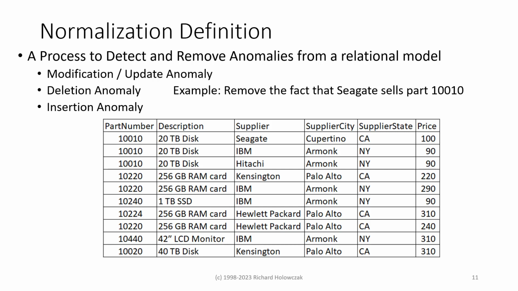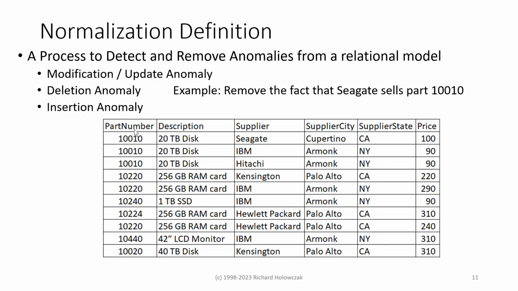And here what happens is we go to delete one fact from our relation and we lose some additional information. For example, suppose we wanted to remove the fact that Seagate is selling us this 20 terabyte disk, part number 10010. So this is the fact that we want to get rid of. Seagate no longer supplies this part.